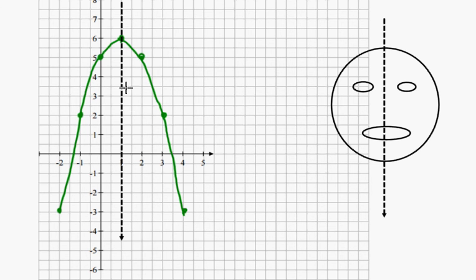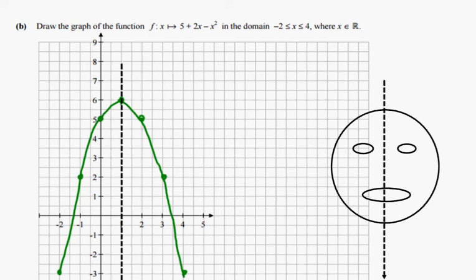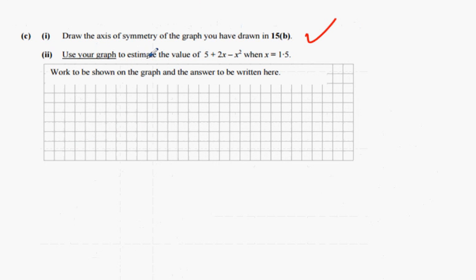This line here is the line x equals 1. Why do you think this line is called x equals 1? Any point on this line, what's always equal to 1? What do you notice about all the points on this line? 1, 1, 1, 2, 1, 3. The x value is always guaranteed to be 1. That's why it's called that. So that's the axis of symmetry. I only had to draw it though, didn't I? Done.